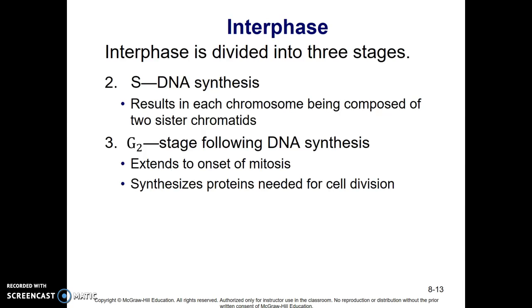So at the beginning, it's in chromatin form still, because all of interphase DNA is in chromatin form. But now we're going to copy it, and we're going to put those two copies together at the centromere, and then we will start the process of condensing down the DNA into chromosome form. Okay?